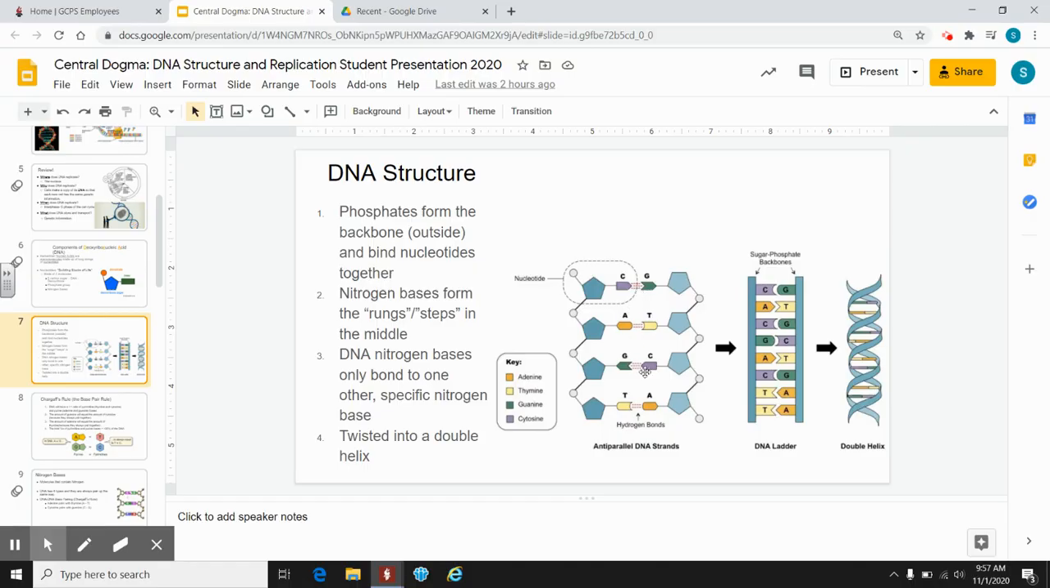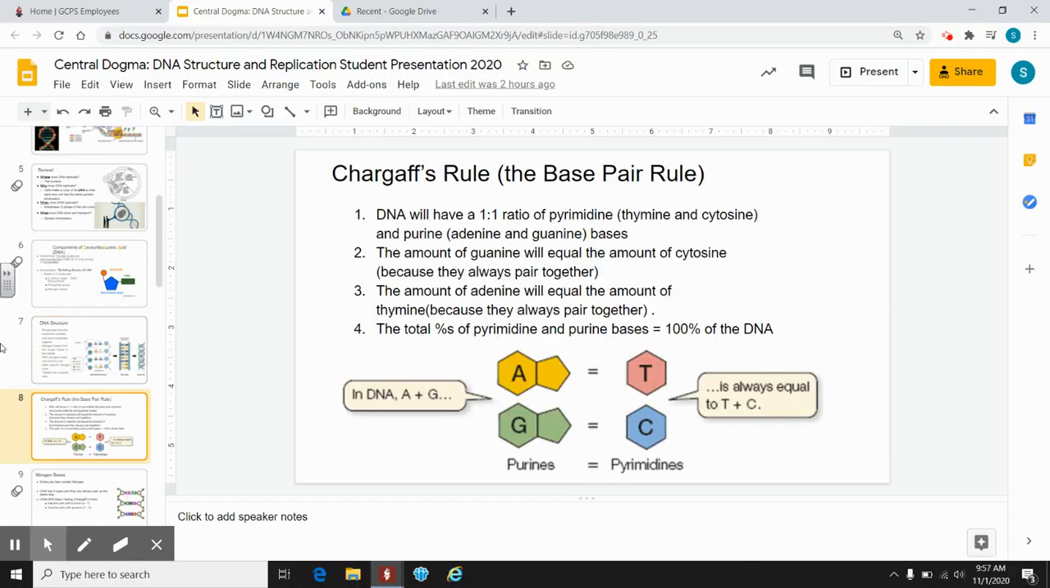What's going to be really important, and if you did your Gizmos, you know this also, is that each nitrogen base only pairs with one specific other kind of nitrogen base. So Chargaff's rule, or the base pair rule, shows that because certain nitrogen bases only pair with certain other nitrogen bases, you can figure out how much of each you have in the total DNA molecule through very simple math. The thing you need to know is what pairs with what.